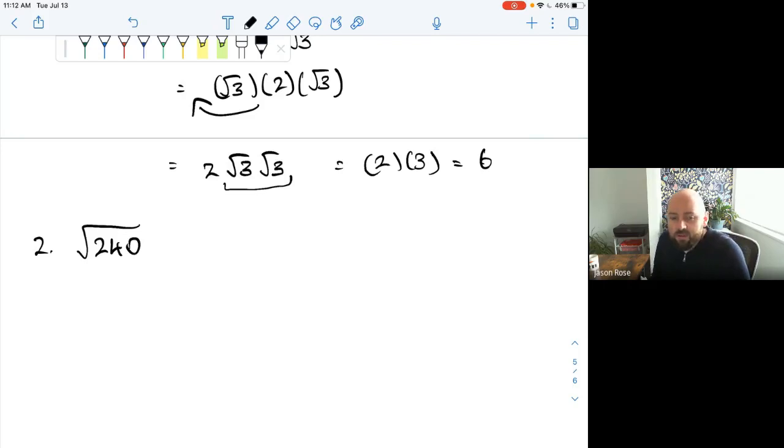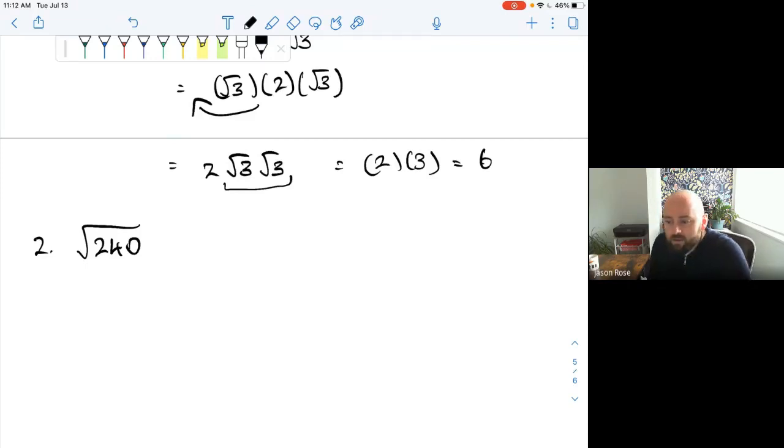If you're good with numbers, if you're good with mental math, with multiplication and division and stuff like this, you might just be able to look at this and pick out what the square factors are.